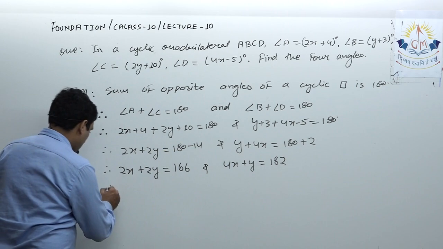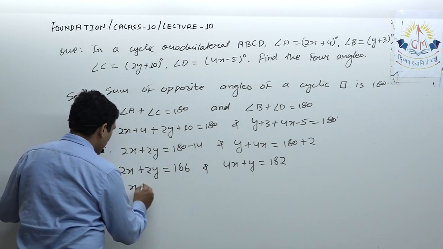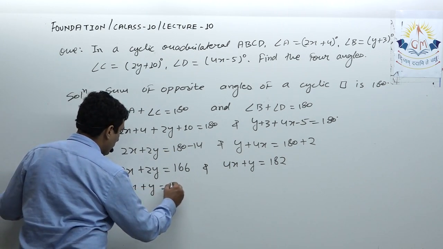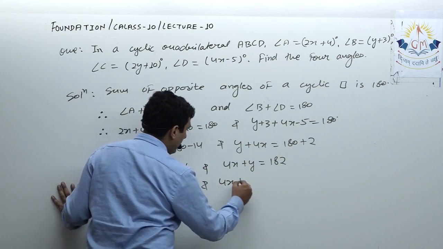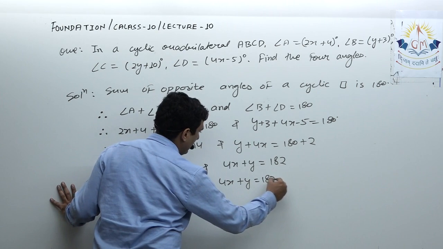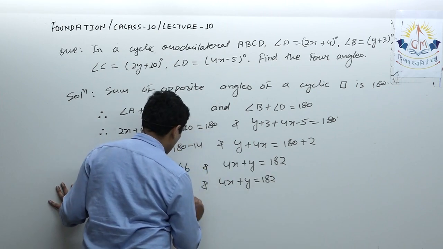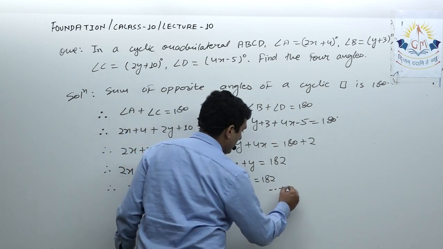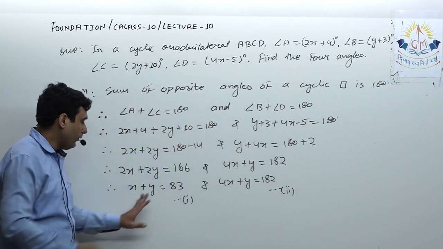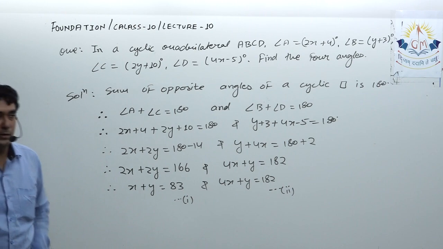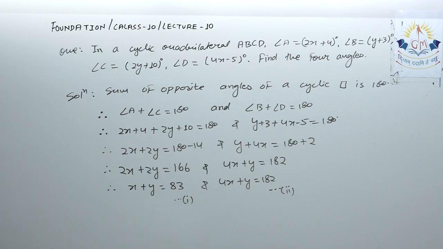Okay, I can simplify this equation further. So x plus y is equal to 83, and over here 4x plus y is equal to 182. Let this be equation number 1, and this be equation number 2. Now simply you have to get the values of x and y by solving these equations. So try for a while, then I will give you its solution.